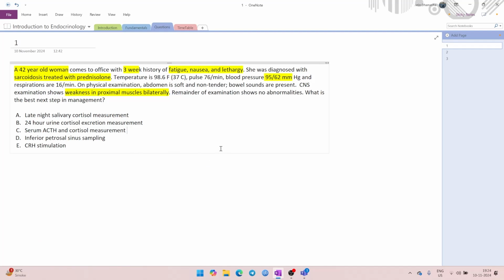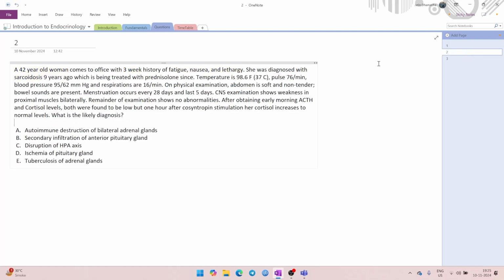This is the preferred initial test for secondary or primary adrenal insufficiency. So when you have adrenal insufficiency, the way you proceed in USMLE exams is select the most non-invasive and non-harmful test first. Now let's move on with the question. So this is the same question. I added a little bit more information. A 42-year-old woman with a 3-week history of fatigue, nausea, lethargy, diagnosed with sarcoidosis 9 years ago, being treated with prednisolone for 9 years. Now everything else is the same.